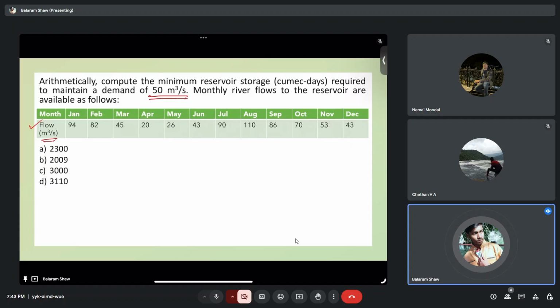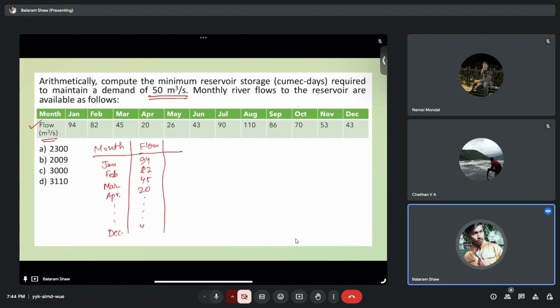Okay, so what we have is the month, then we have the flow in meter cube per second. March, April, so on to December. It's 94, 82, 45, 20, so on till 43.